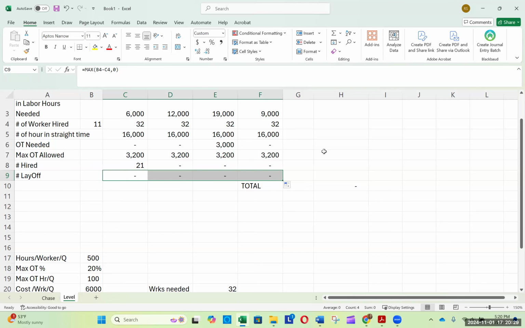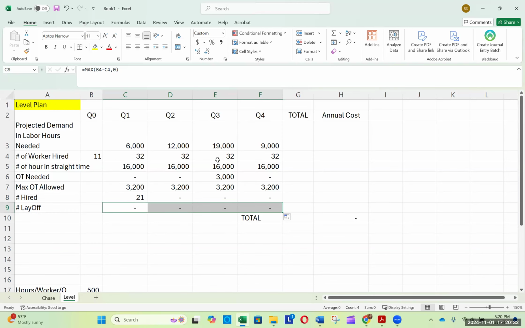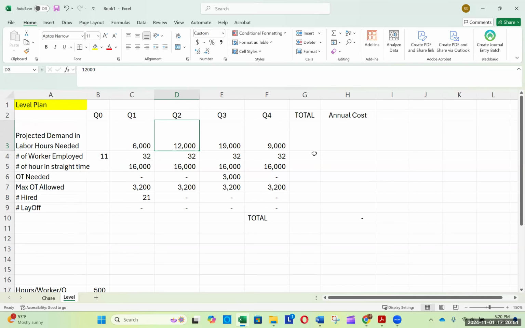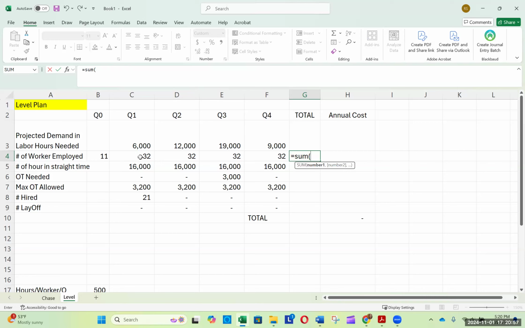Okay. Now you can figure out the total cost. All right. So we need to worry about the worker cost. How many workers are you employing? Workers hired. Actually, the more accurate word should be really workers employed. Okay. So if your number of workers you're employing is 32, and all right, so total quarterly workers, I'm going to just sum them up. 32. So 128 workers are employed, quarterly workers, I'm converting them into quarters, 128 quarters of worker.